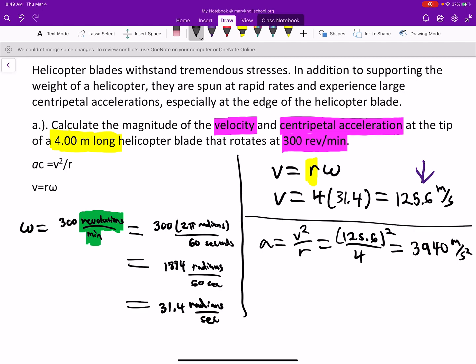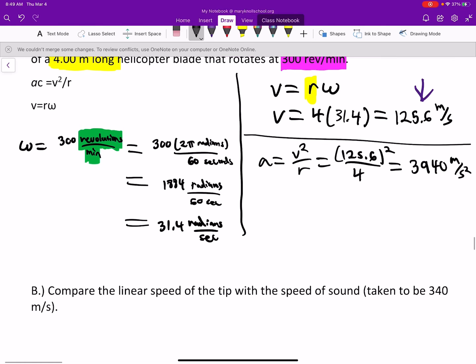So I think part B, we can answer part B now, why not? Compare the linear speed of the edge of the helicopter blade with the speed of sound, which is 340 meters per second. So it's not quite the speed of sound, right? Because the speed of sound looks like it's 340, and this is 125.6 is the speed of the helicopter blade.